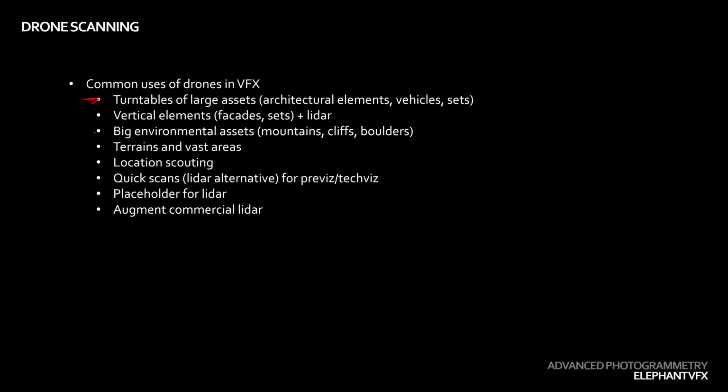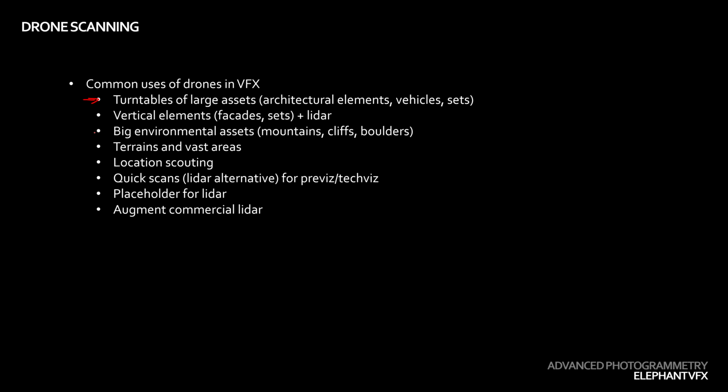One of the most common uses of a drone in visual effects is turntables of large assets. These would include architectural elements and vehicles. Let's say you have to scan a truck, or a set piece that is huge, or a monolith, or whatever three-dimensional object that is big. A building, for example, right? Or a set piece that is maybe three floors of a building, and then you have to do a set extension. Anything that can be scanned as a turntable.